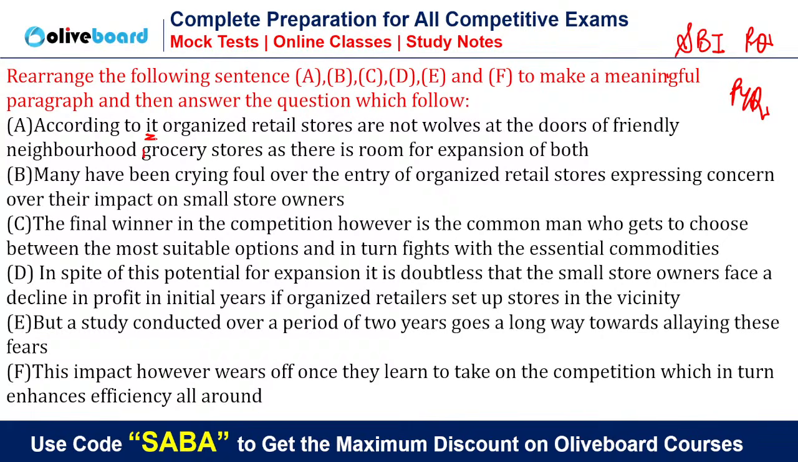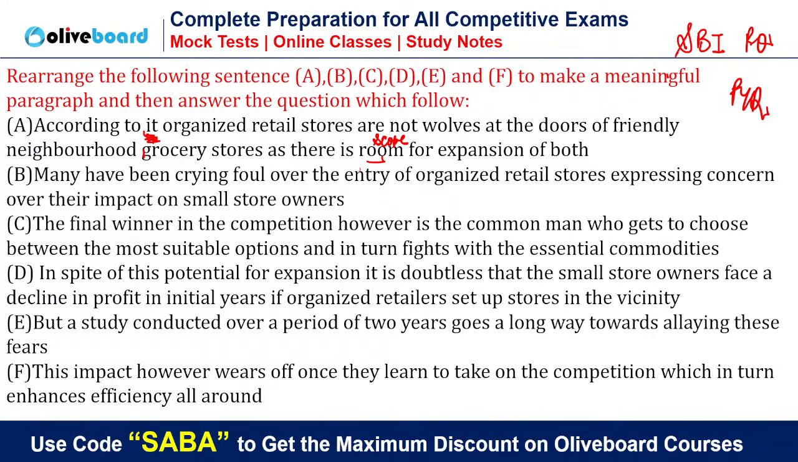Now, who was saying that you are not getting the first sentence in this? According to it, can we start with this? Immediately the question will be, according to what, right? According to it, organized retail stores are not wolves at the doors of friendly neighborhood grocery stores as there is room for expansion for both. Room here means scope. Right. So we cannot start with this.